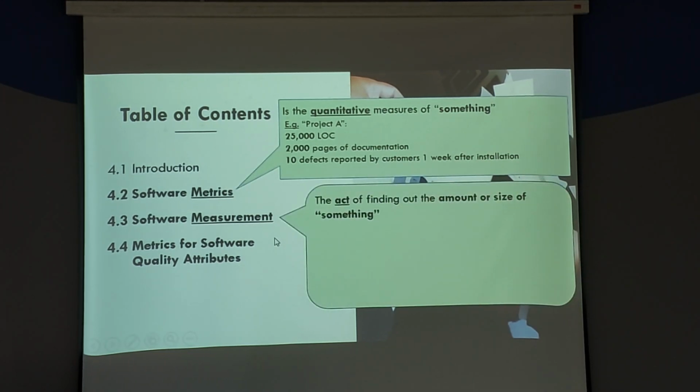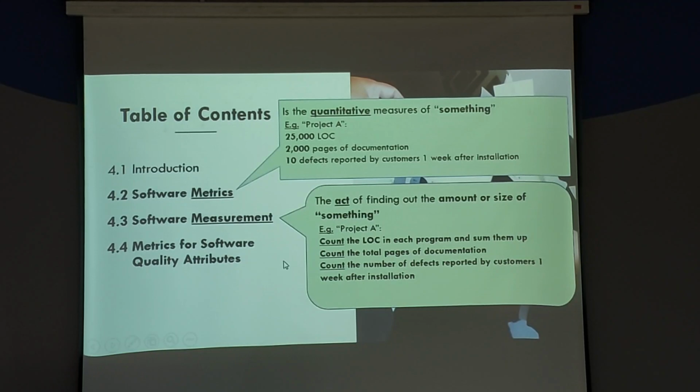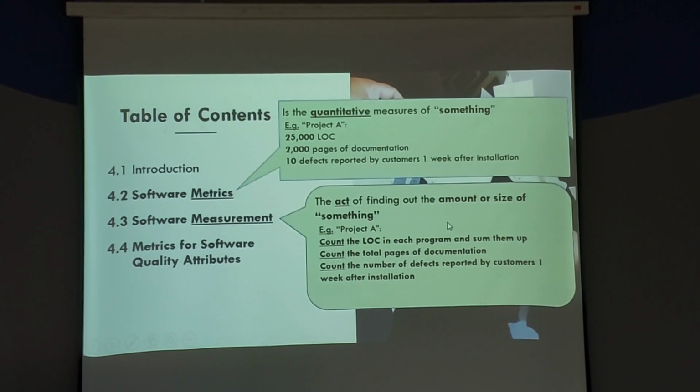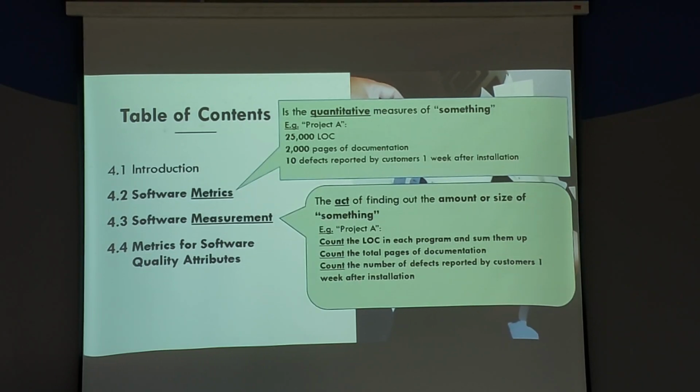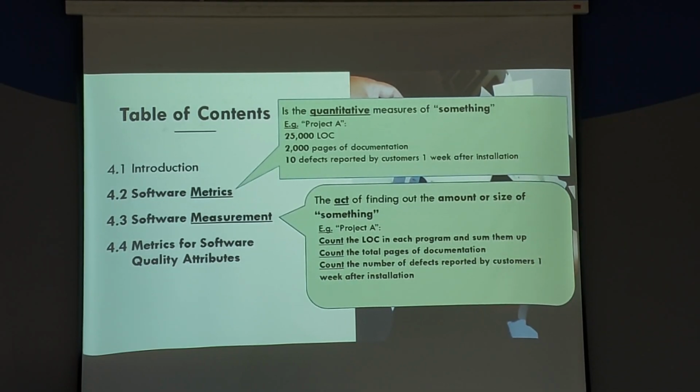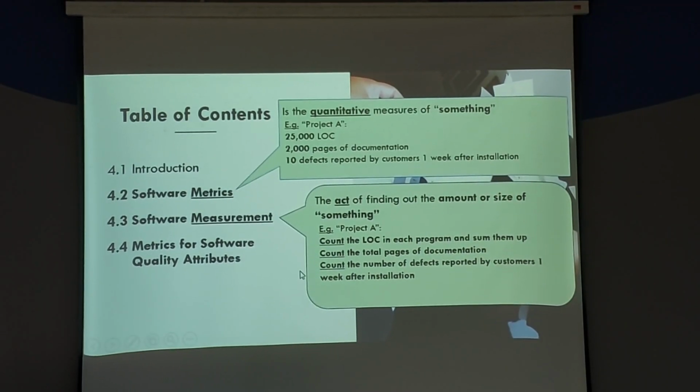For measurement, measurement is the act of finding out the amount or size of something. How do you find out the amount or size of something? You count. You count lines of code, sum them up, then you get total lines of code of a system. You can also count total pages of documentation. You can count number of defects reported by customer 1 week after installation. So all this counting is the act of finding out the amount or size of something.